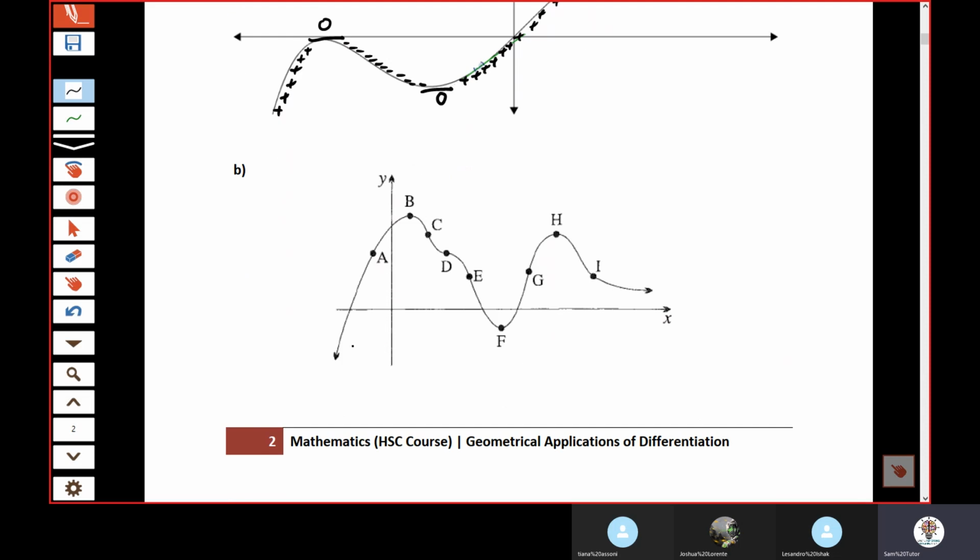B, again, I think pretty easy. Positive, positive, flat, then negative, negative, negative, flat, then positive, positive, flat, then negative, negative, negative. Happy? You're happy, I'm happy. Yep. Done. Move.